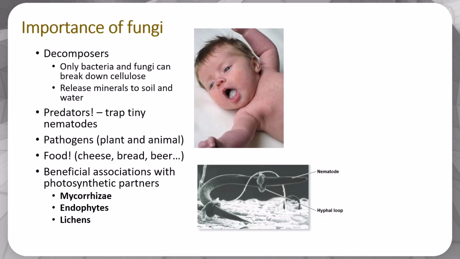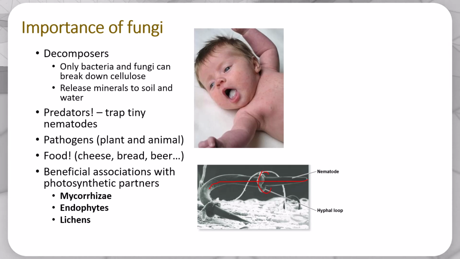So fungi in general are important because they're decomposers. Only bacteria and fungi can actually break down cellulose. What's cellulose? That's the material in plant cell walls. Also, fungi are important decomposers in releasing minerals and other nutrients to the soil and water. Some fungi are predators. This one is pretty cool here. It has this little hyphal loop that's like a lasso, and it grabbed this nematode. This nematode is a roundworm. So it's this tiny lasso on this tiny little worm, which is kind of neat.